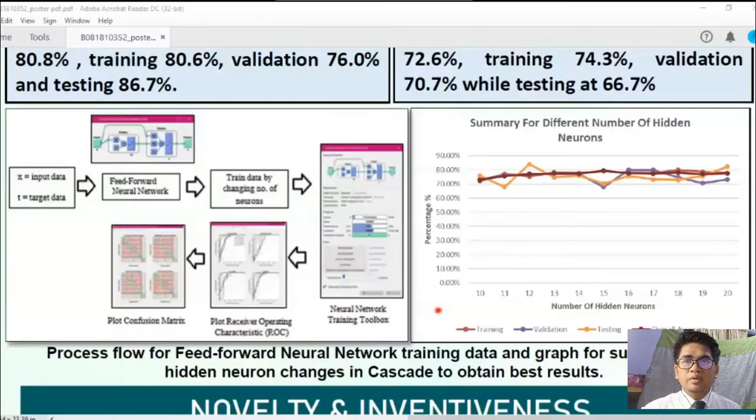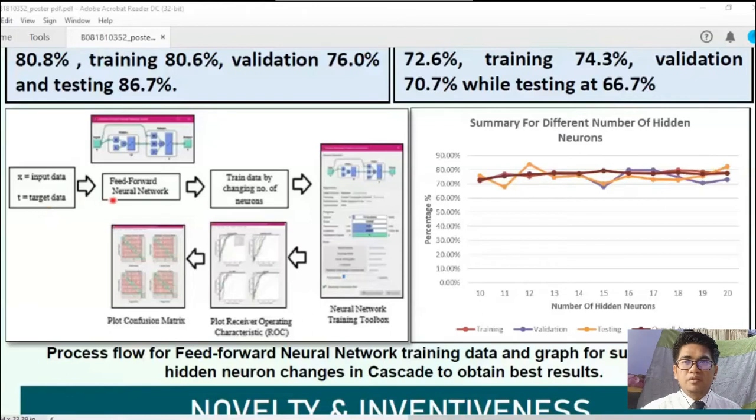Next, still on the result and analysis of this project, the process flow for feed-forward neural network training data and graph is shown. From the left, the input data X is obtained from completing filtering, DWT, and standard deviation. Then the data will be in an 8x500 matrix arranged in Excel, and for target T, a 5x500 matrix is used because the dataset contains 5 sets of EEG data.